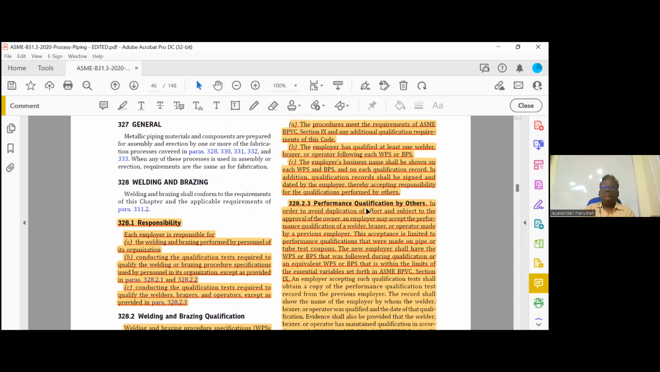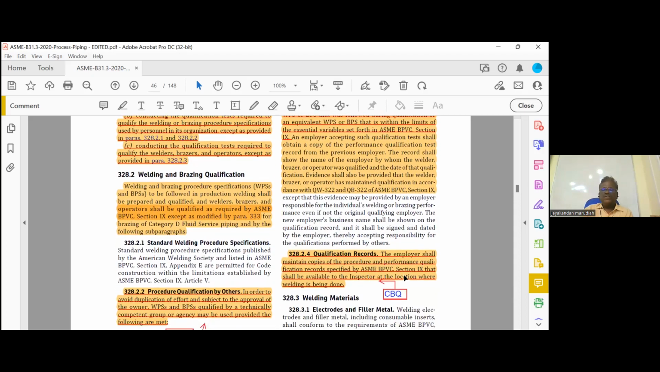The next one, performance qualification. Performance means welder qualification by others. Again, it is acceptable by the code. Highlight this also. In order to avoid duplication of effort and subject to the approval of the owner, an employer may accept the performance qualification of a welder or brazer by a previous employer. So we can accept that one. This acceptance is limited to performance qualification made on pipe or tube. The new employer shall have the WPS or BPS that was followed during the qualification, or an equivalent WPS. So highlight these lines.